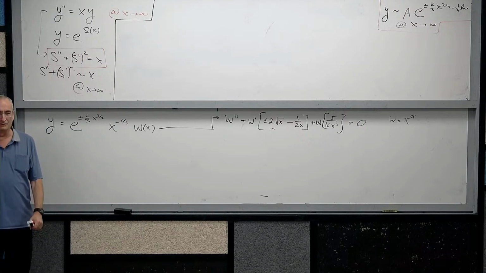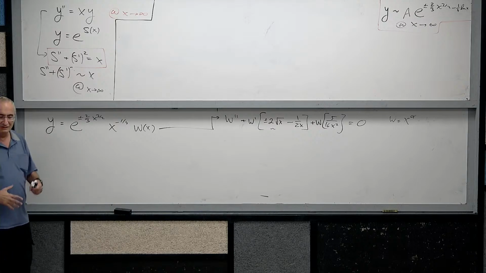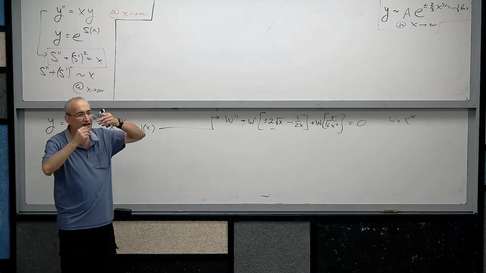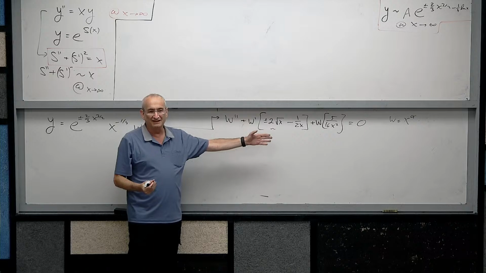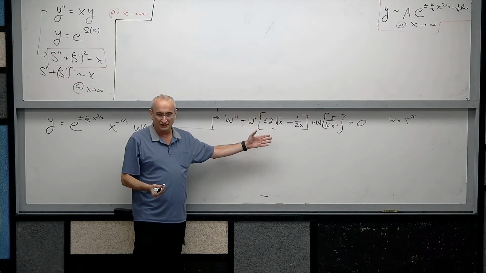You're absolutely right. I would like to make a point here. The point is not important for any practical purpose. If you want the behavior of the Airy function for large argument, this is good enough. And there is absolutely no reason to spend any effort in finding this correction.